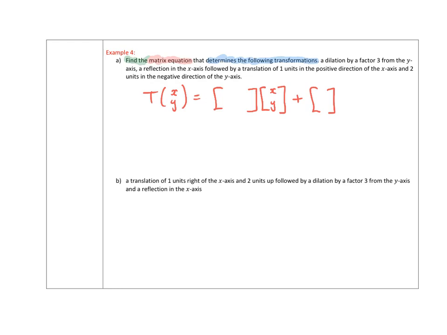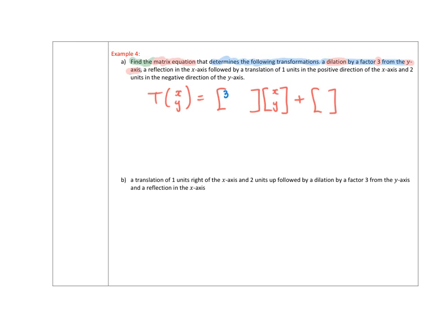Now the first transformation that we see is a dilation by factor 3 from the y-axis. So we know we're talking about a dilation of 3 from the y-axis. Now that's going to change all of the x values, and in a matrix equation, the number is described exactly as we see it. So there's a 3 in the top left-hand corner.